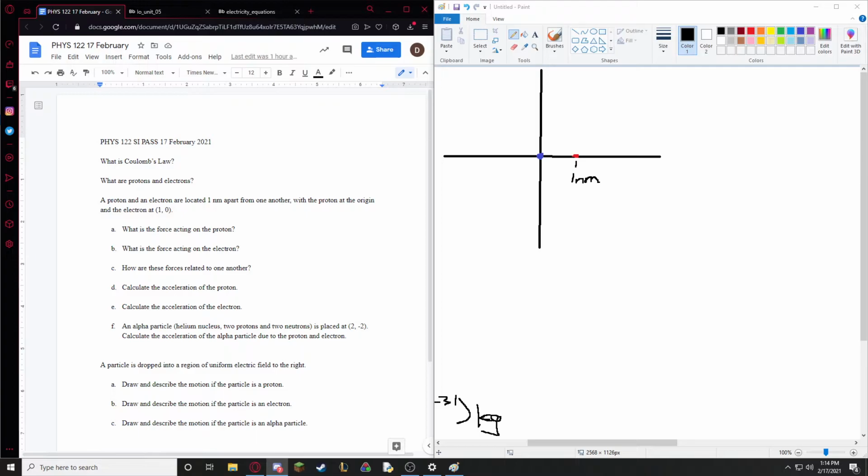All right, so let's go ahead and talk through it. So we are given the locations of the proton and the electron, and we want to go ahead and calculate the forces acting on each of them. So first of all, how do we calculate the force acting on the proton due to the electron? We can use Coulomb's law, right? So how exactly do we use Coulomb's law to do that?